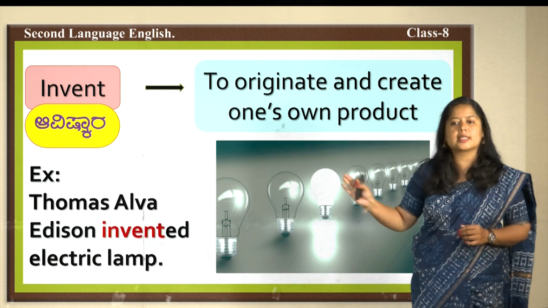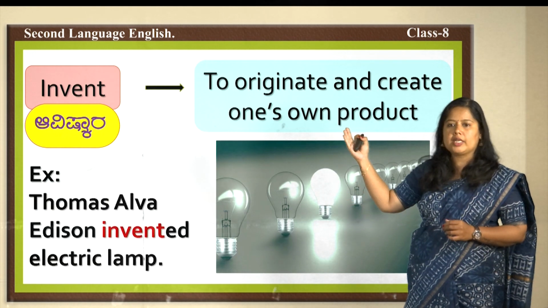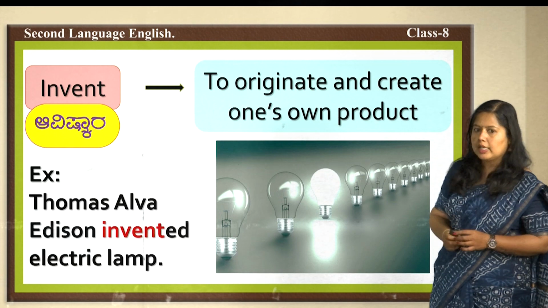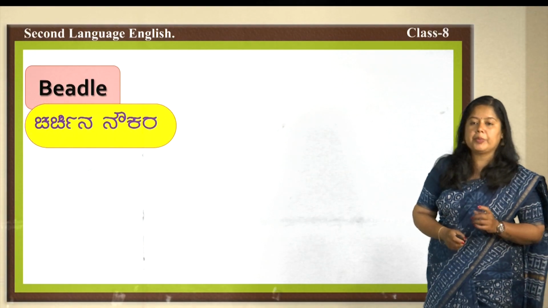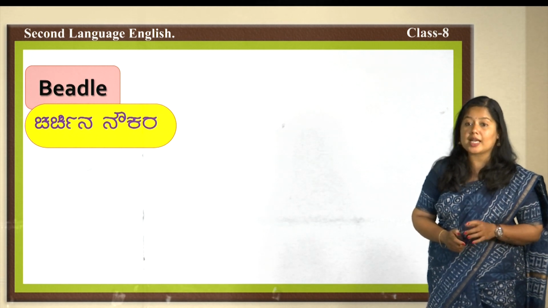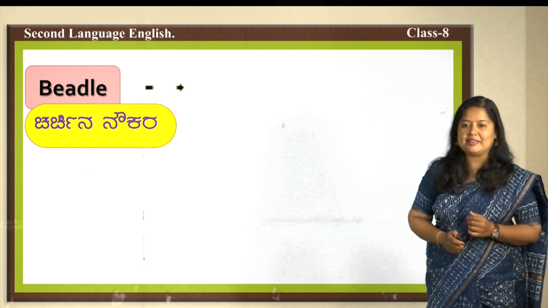Here is a sentence that suggests how the word invent can be used. Thomas Alva Edison invented the electric lamp. The next word is beadle. Who comes to your mind as soon as you listen to the word beadle?